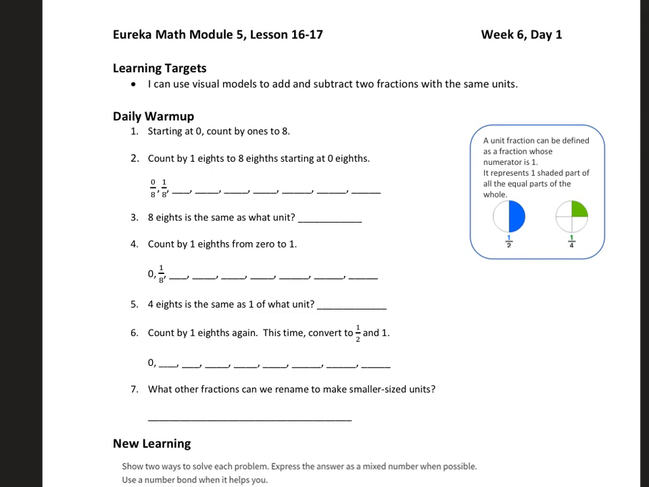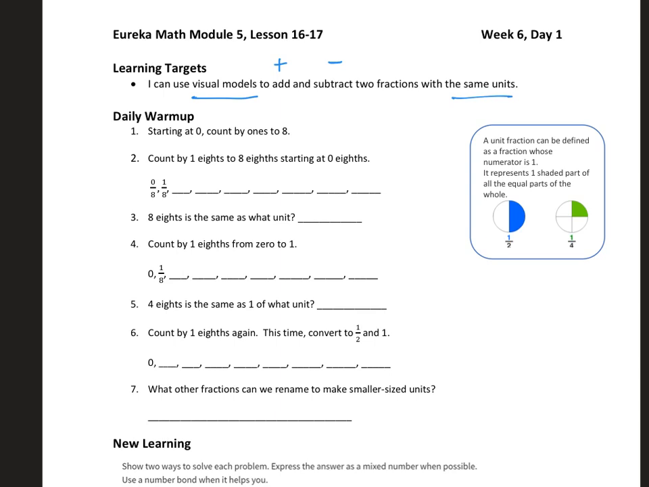Okay, so to start today, for our learning targets, it says I can use visual models to add and subtract two fractions with the same units. So I know that the visual model is our strategy. That's what we're going to be using, some kind of model. We're going to be adding and subtracting fractions with the same units.